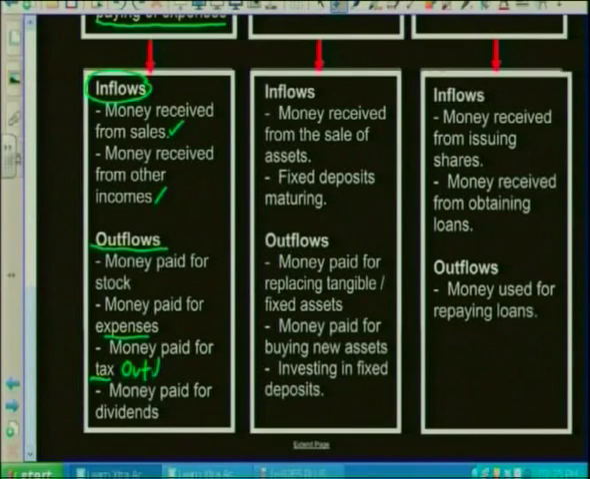Remember, we spoke about this. Income tax needs to be paid to the receiver of revenue. That is another example of an outflow of cash. Then, money that is paid for dividends. When the company pays its shareholders dividends, money is going to leave the business's bank account, hence it is an outflow of cash.